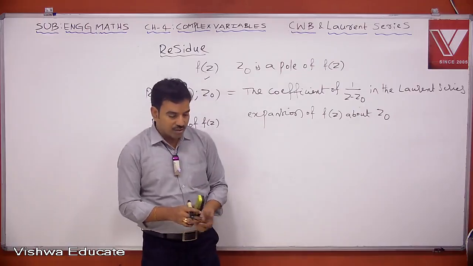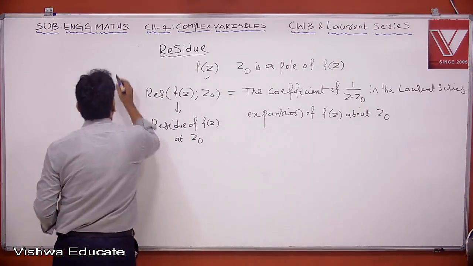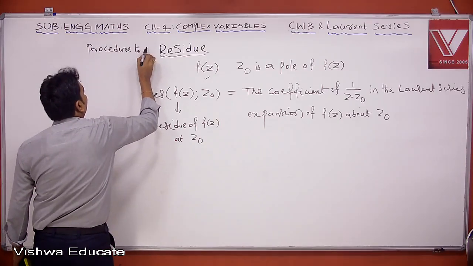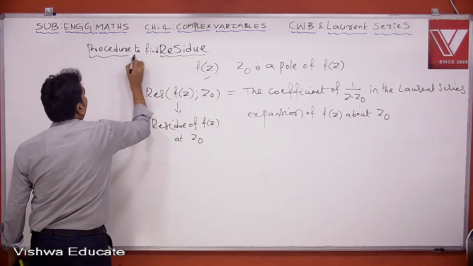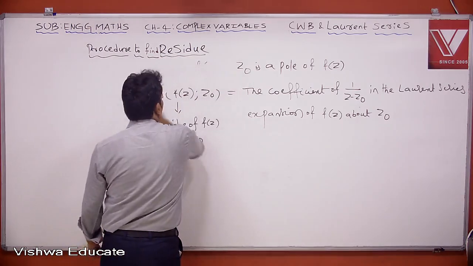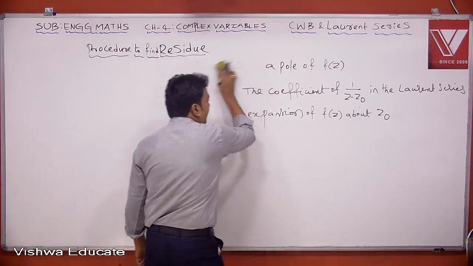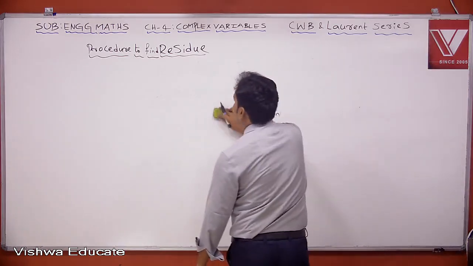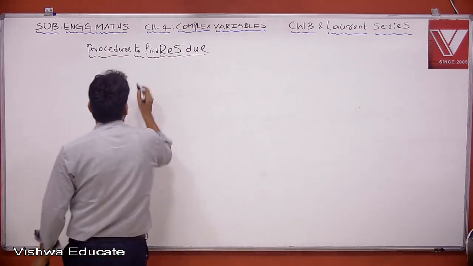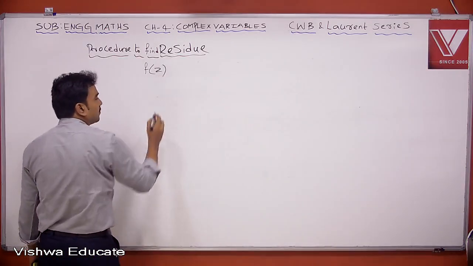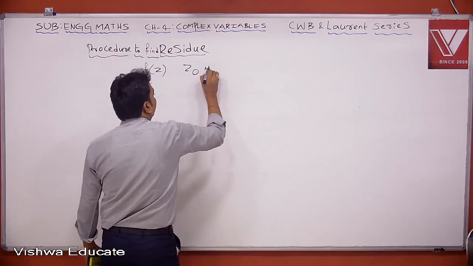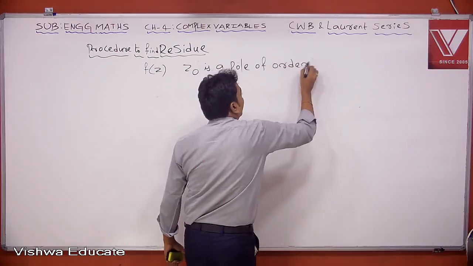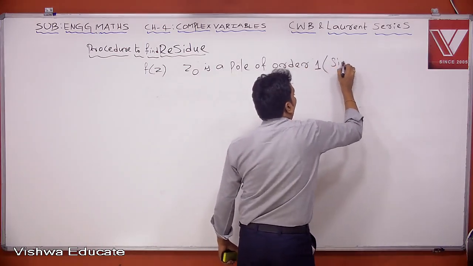Okay. So, next concept: procedure to find residue. We have two important cases. Let us see one by one. Suppose f of z is a function and z0 is a pole of order 1. That is, they will be called simple poles.